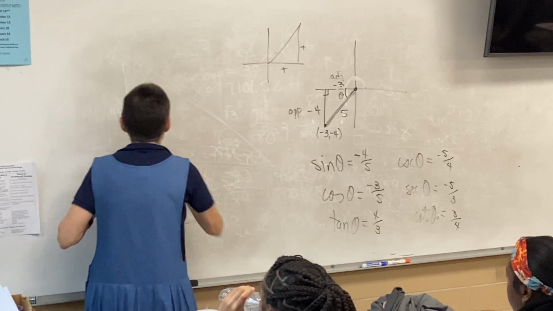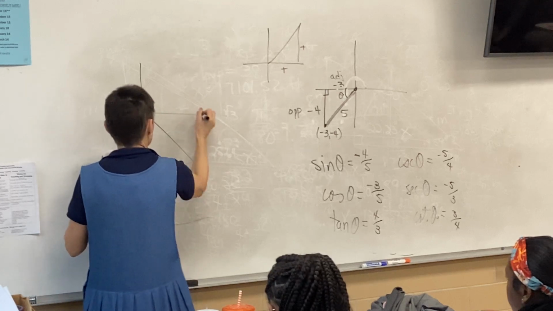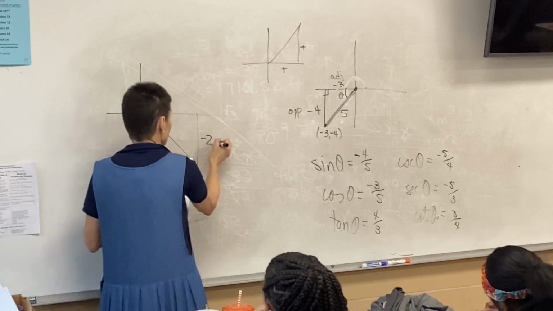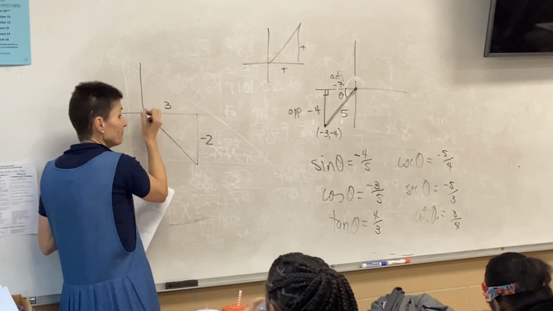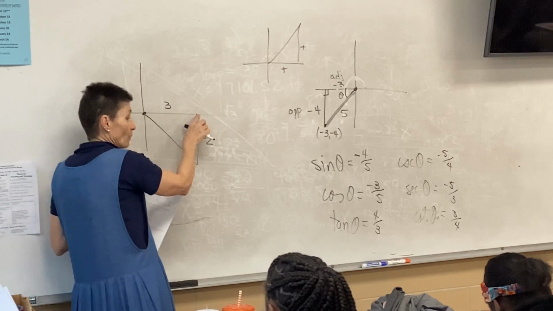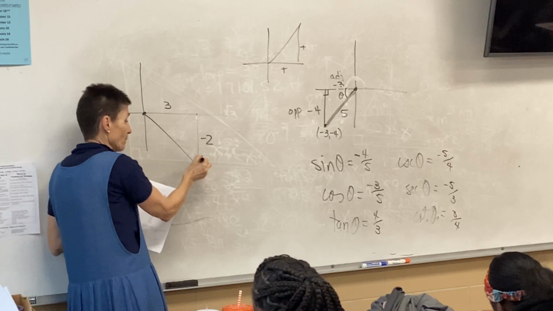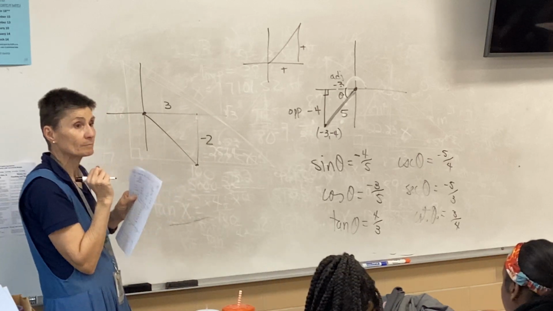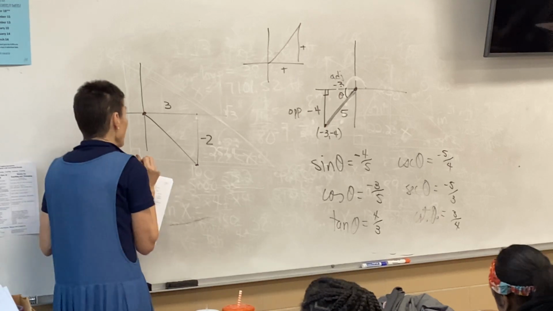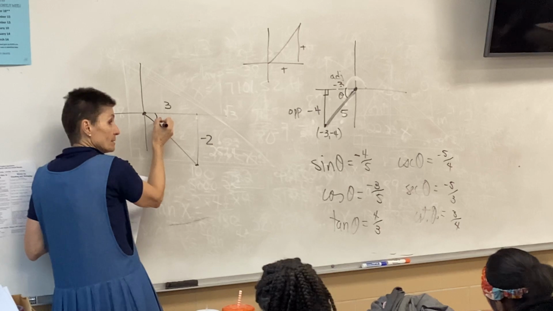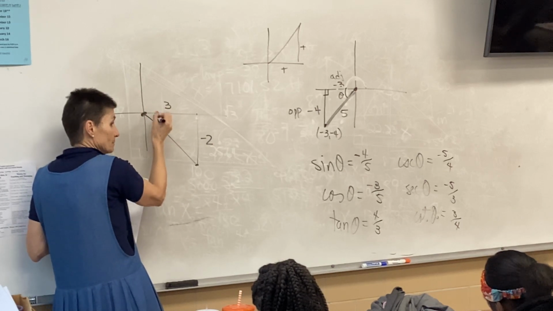Somewhere out there in quadrant 4 is the point (3, -2). So here's my origin. I'm going right 3 and down 2 to get that point. Did everybody agree with that? So now, here's my angle right here. This is my reference angle. It's always the angle at the origin that you look at.